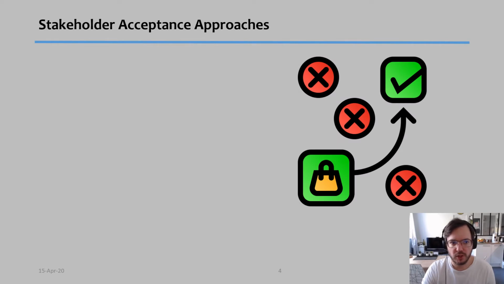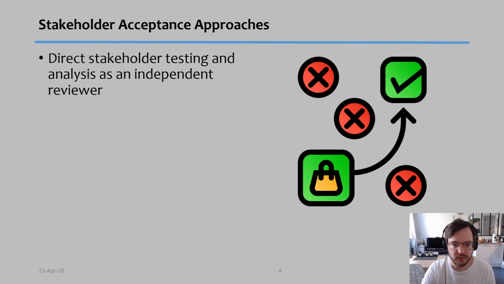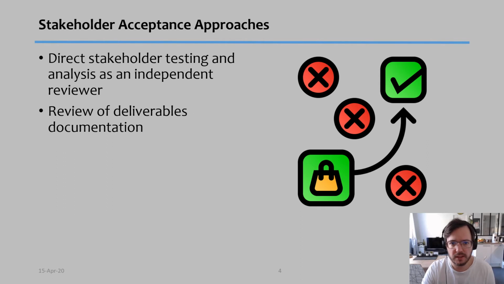There are three main approaches on how stakeholders can accept the results of the project. The first one is you have a direct stakeholder testing and analyzing as an independent reviewer. In other words, the stakeholder will check the results or check the process itself and see, does it meet what he wanted to meet. This might mean that the stakeholder needs some technical knowledge, and therefore this is not always possible to do. The second option is that the stakeholder reviews all the deliverables documentation and checks if all the documents follow the initial plan and if the results were indeed achieved. And finally, you might have the stakeholder bringing in an independent consultant to verify the results of the project.